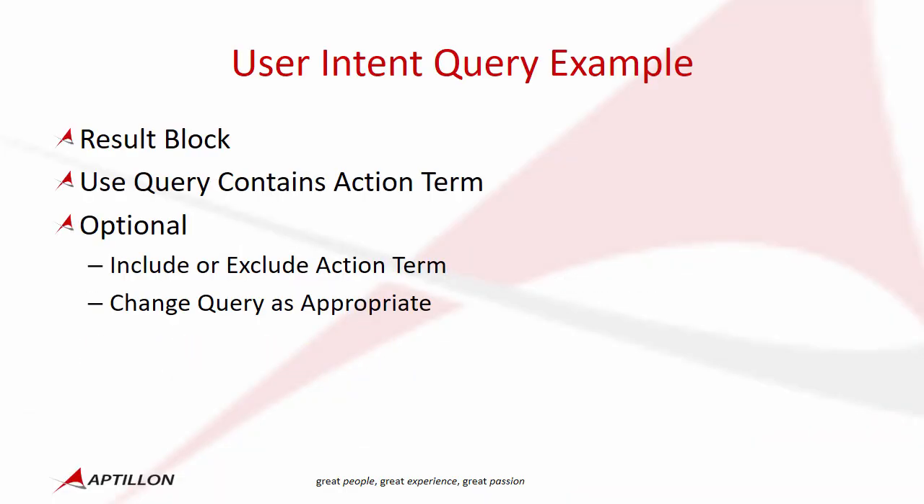So for our user intent query, we did another result block, but this time we used a query contains an action term. And then we chose the action term to use, and then we changed the query and added the more link that allowed them to move from one search vertical to another inside our search user interface.